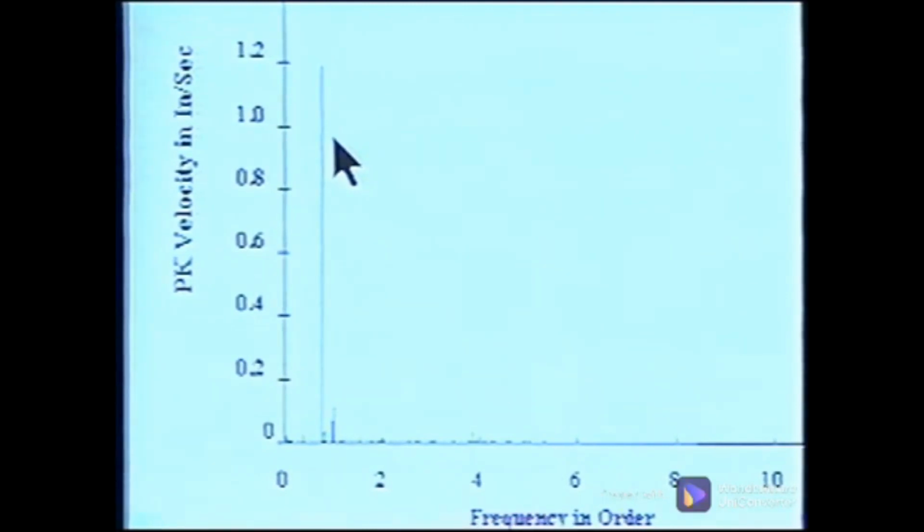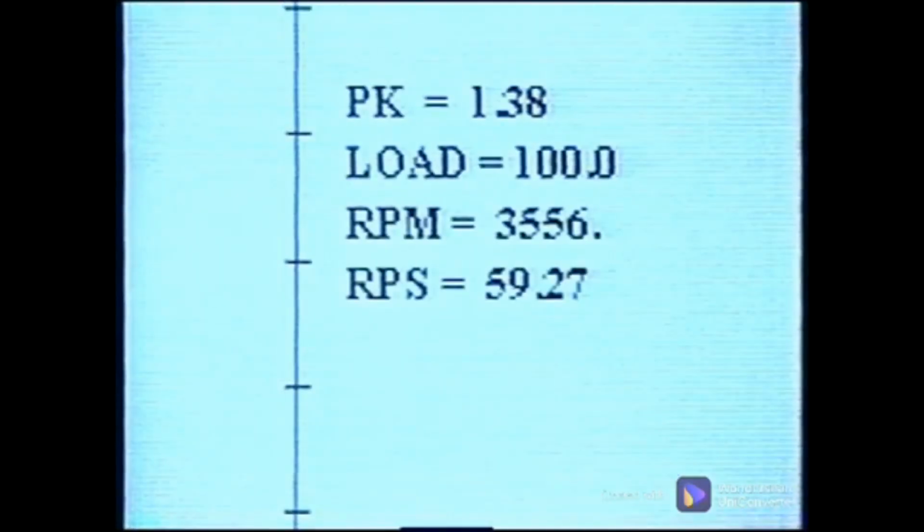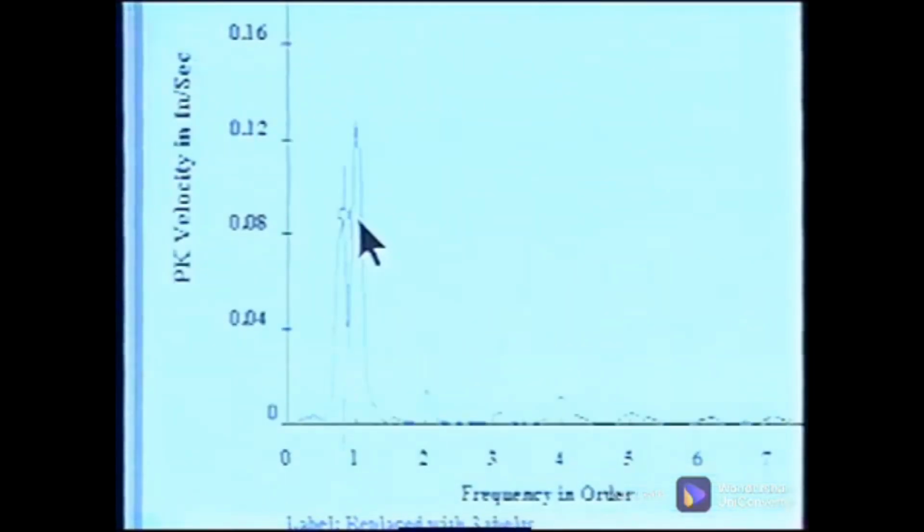Notice that the amplitude of this peak is 1.2 inches per second, a critical amount of energy for any machine. The total energy in the spectrum is 1.38 inches per second, meaning that this belt problem accounted for more than 85% of the total energy in the system. Some corrections were made to the belt drive that included replacing the belts. This spectrum was collected after the belts were replaced.